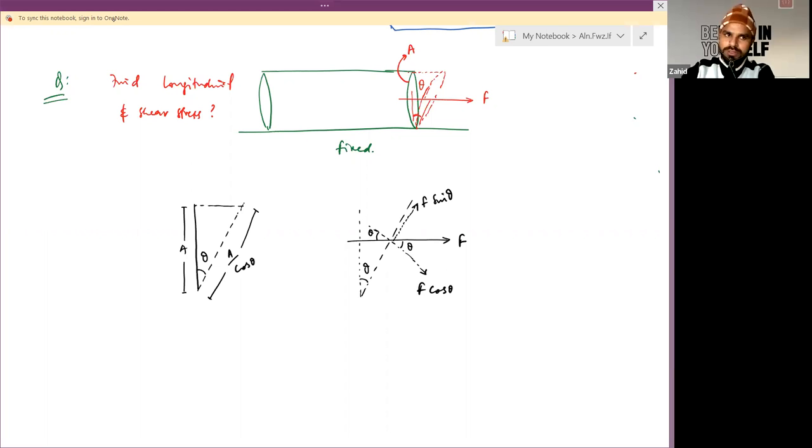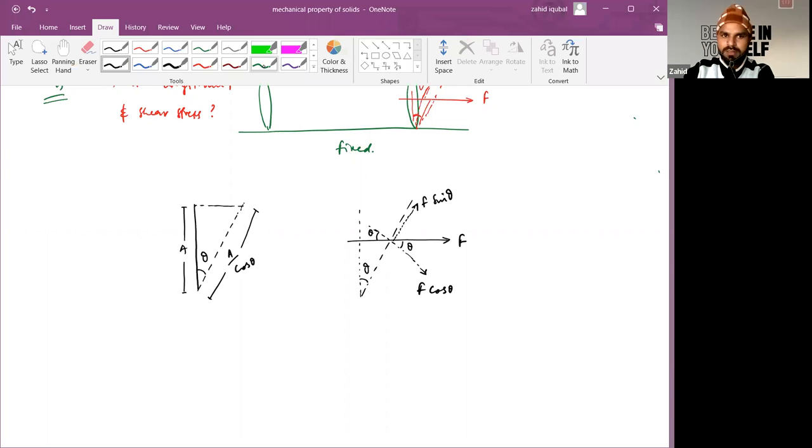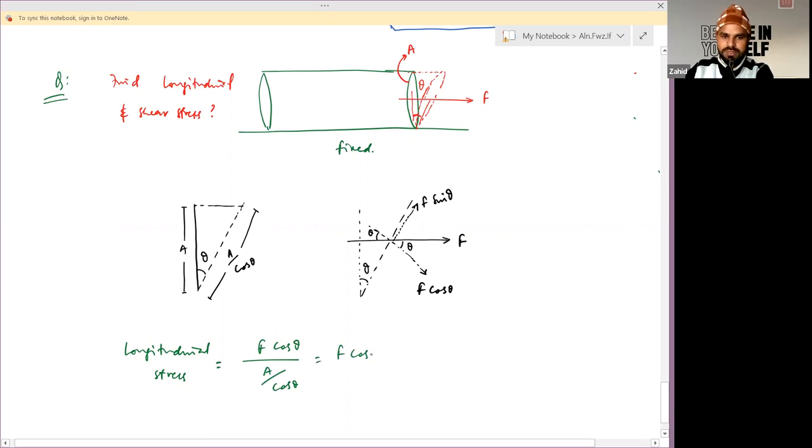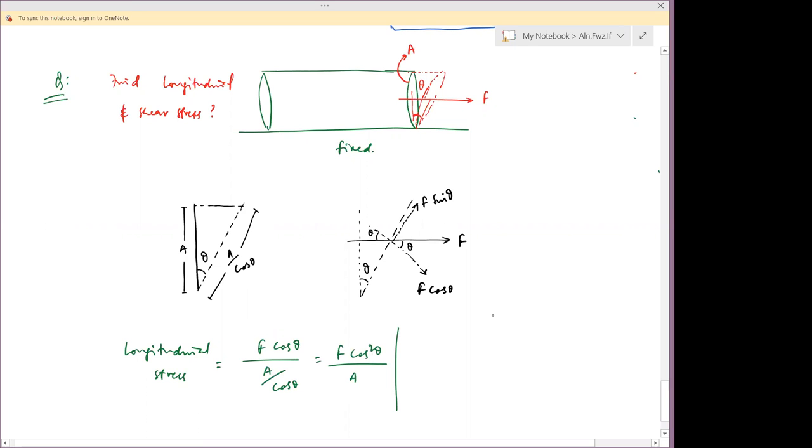Now, for longitudinal stress, we need the force perpendicular to that particular surface. So longitudinal stress equals the perpendicular force over this surface, F cos theta, divided by the area of cross section, A by cos theta. So cos and cos will become cos square. So it will be F cos square theta by A. Is it clear? Yes, sir.